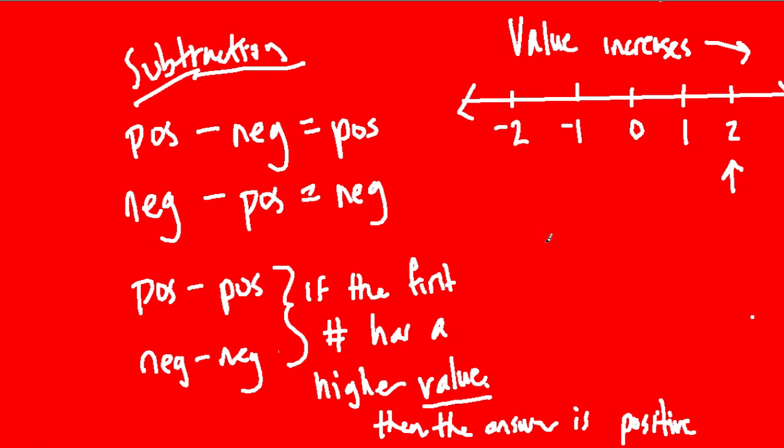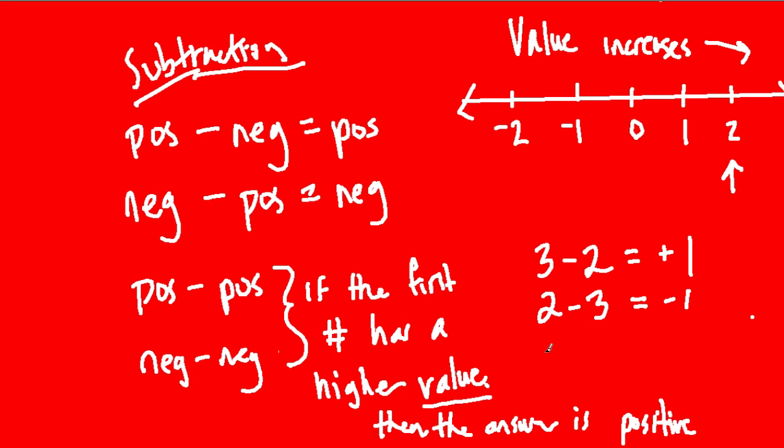This makes sense if we look at some examples. If you have 3 minus 2, that's positive 1, because 3 has a higher value than 2. If you have 2 minus 3, well, you're taking 3 away from 2, start at 2. 1, 2, 3. The answer is -1. You get a negative because the first number has a smaller value than the second.